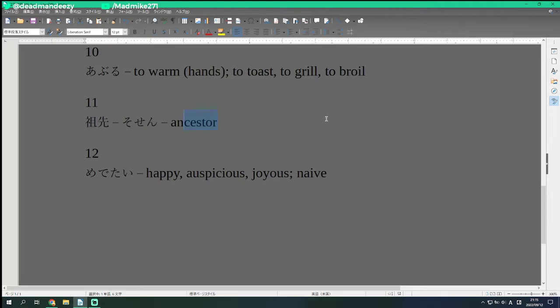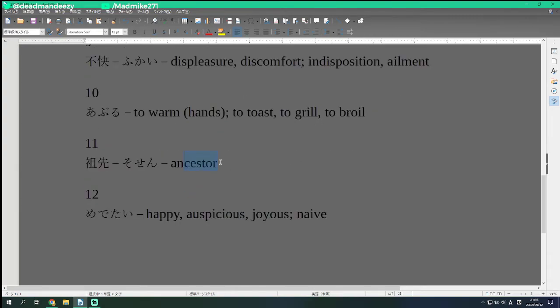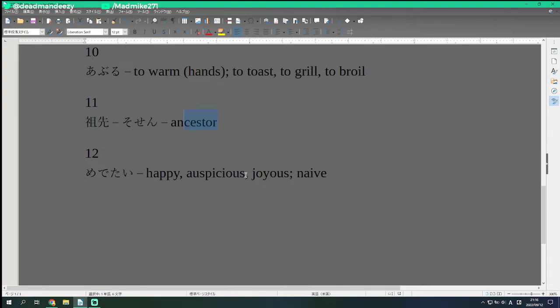So sen are our ancestors. And finally, number 12 is medetai.